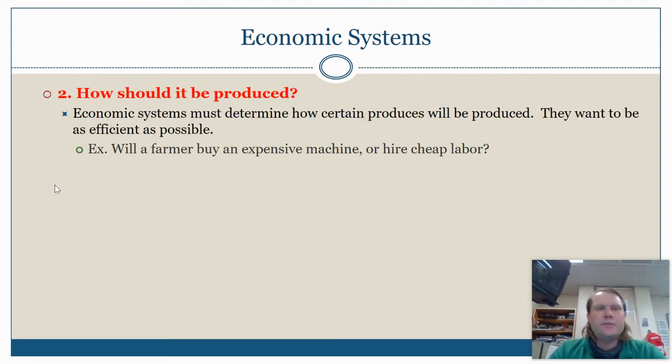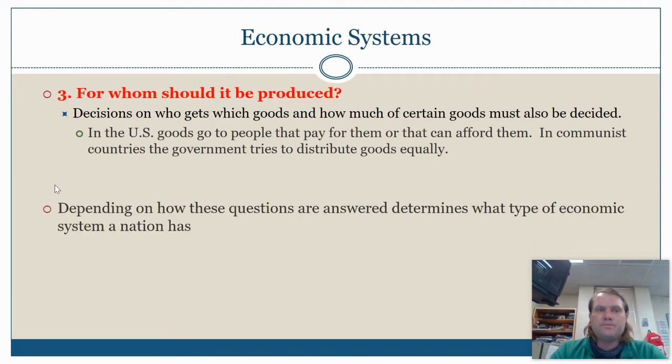The next thing we've got to do is figure out how it should be produced. Who's going to be in charge of putting things together to finish a product? In the United States, it's pretty easily answered. We have private citizens that decide how to put things together. The government does a few different things, but for the most part, it's the private citizen who makes these decisions. The idea is that they are going to specialize and be as efficient as possible.